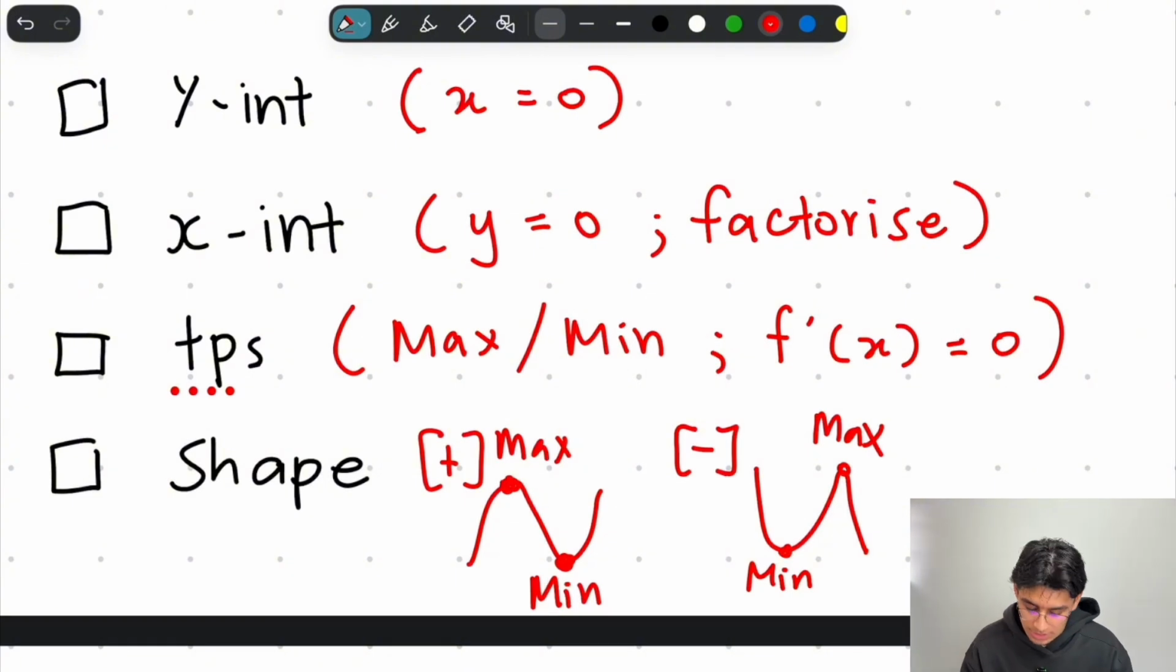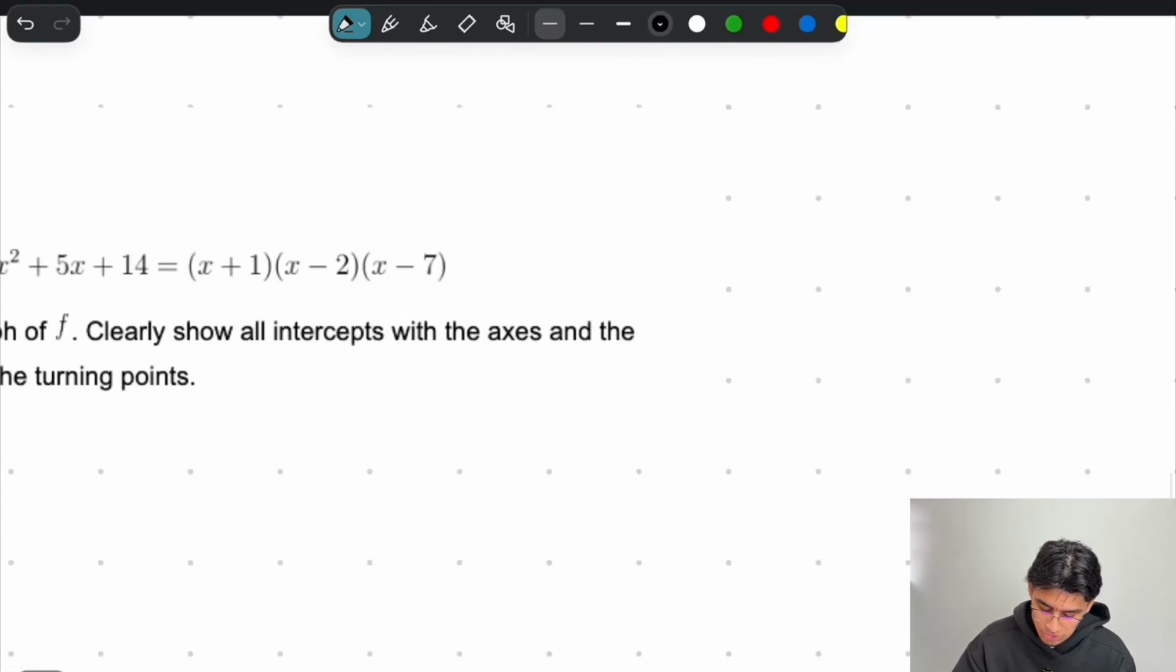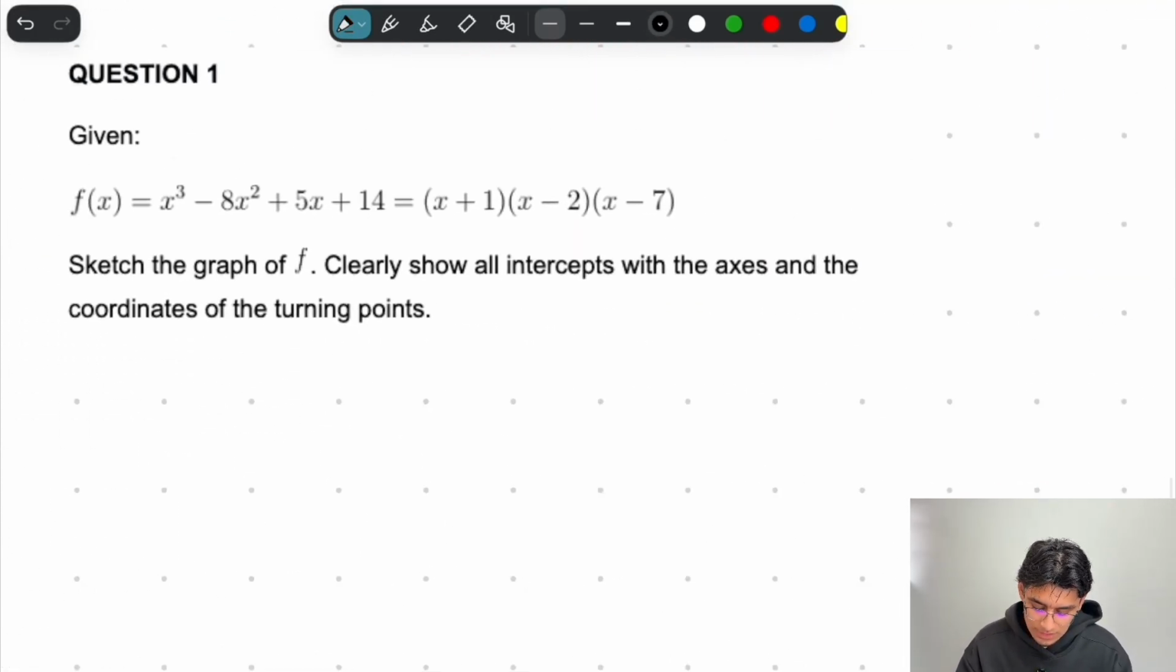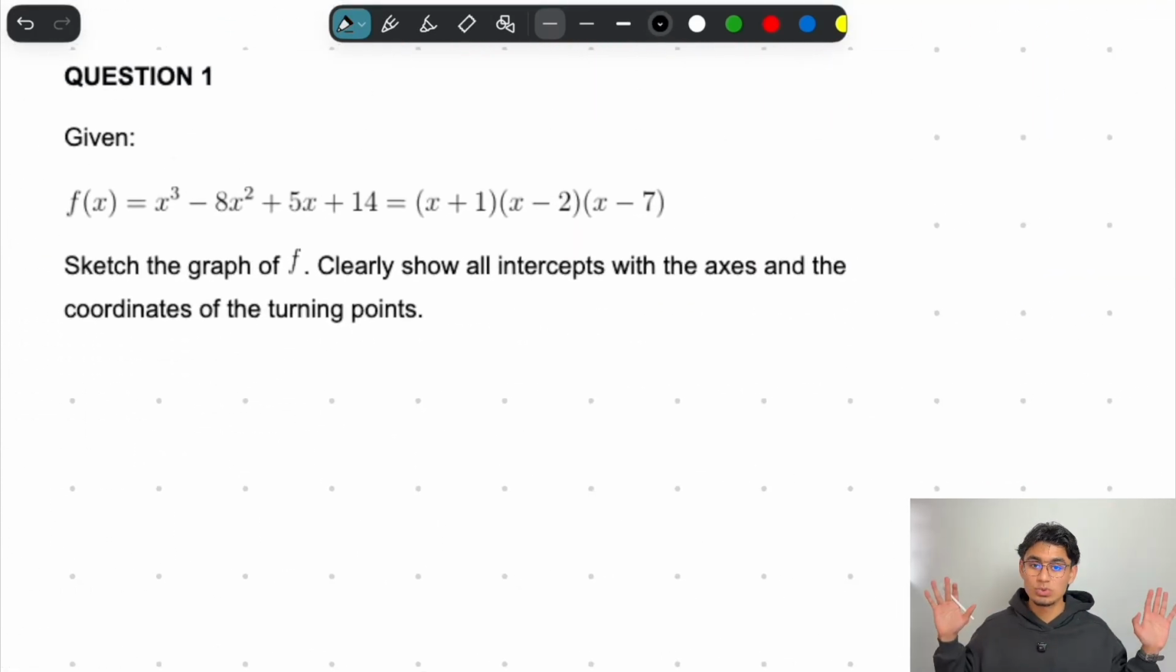So let's move on to the first type of question. The first type of question is the easiest type of question. If you got this question, get on your knees and thank the Lord, because this is the easiest type of drawing that you can get. It's already factorized for you.